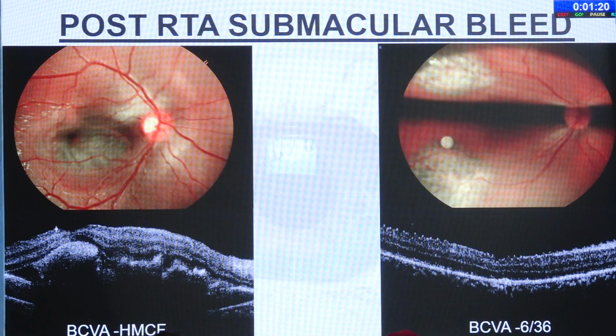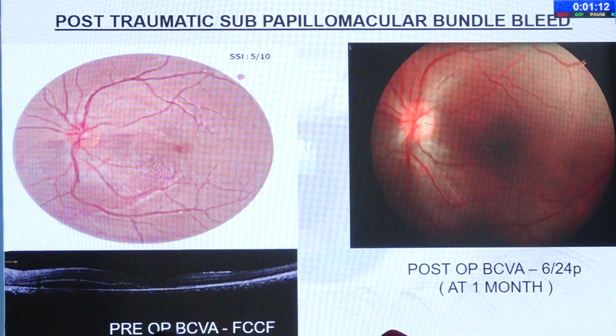In this case, I evacuated with the help of a gas tamponade, and vision improved satisfactorily to a BCVA of 6/36 with complete restoration of anatomical normalcy. This was a case of a post-traumatic subpapillomacular bundle bleed.